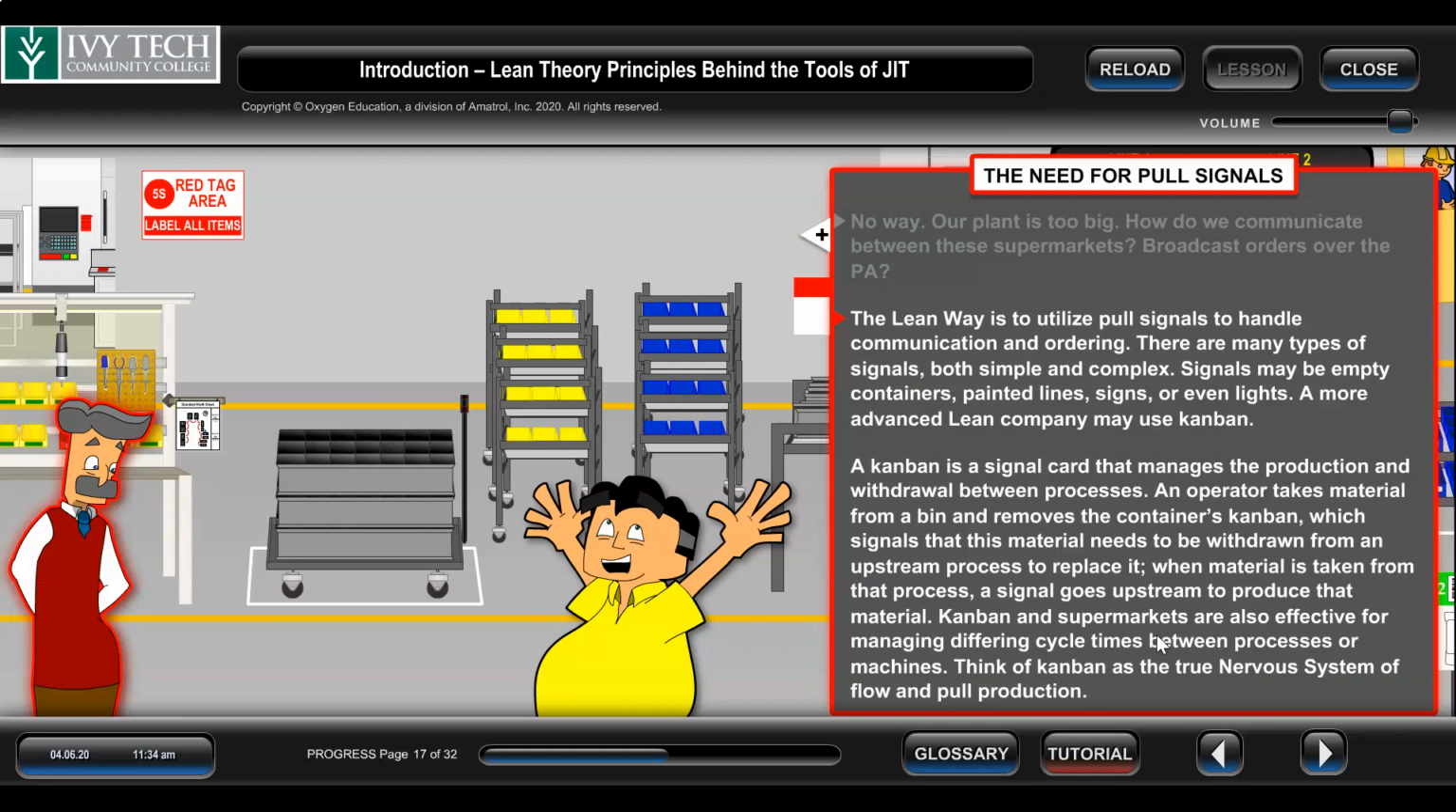An operator takes material from a bin and removes the container's Kanban, which signals that this material needs to be withdrawn from an upstream process to replace it. When material is taken from that process, a signal goes upstream to produce that material. Kanban and supermarkets are also effective for managing differing cycle times between processes or machines. Think of Kanban as the true nervous system of flow and pull production.